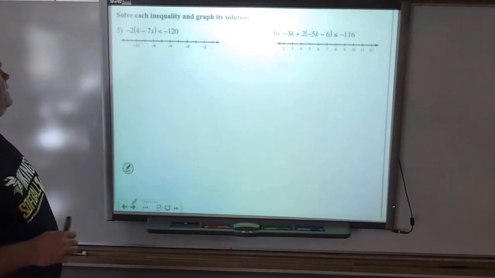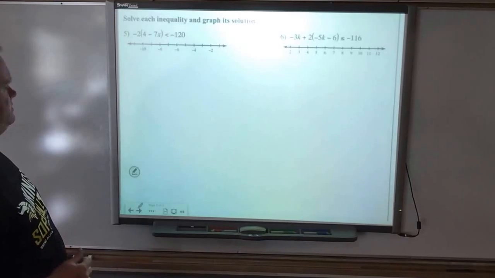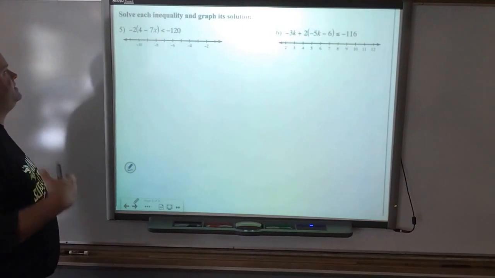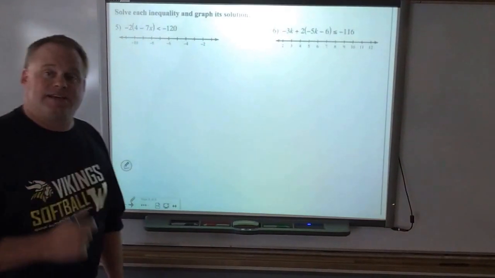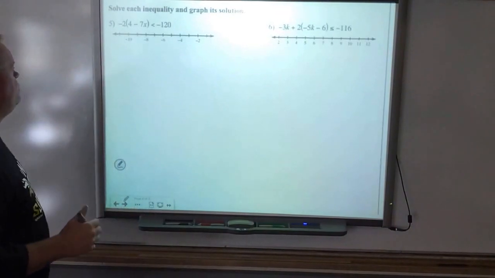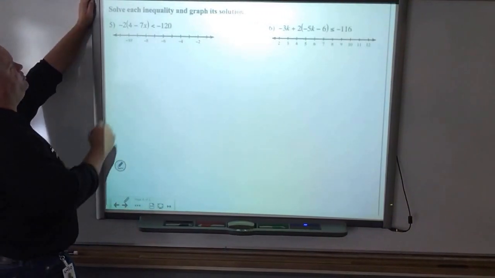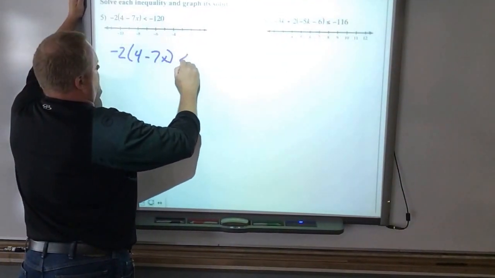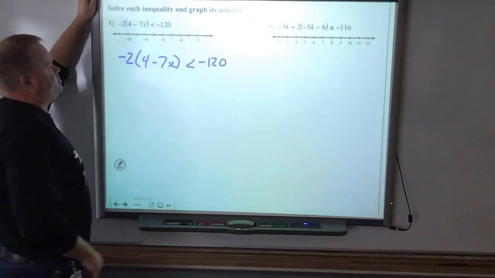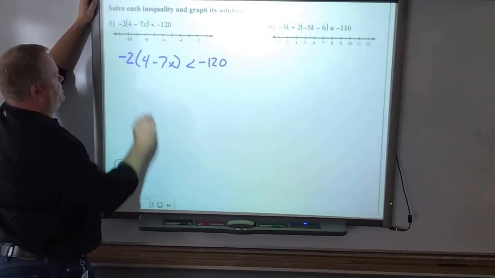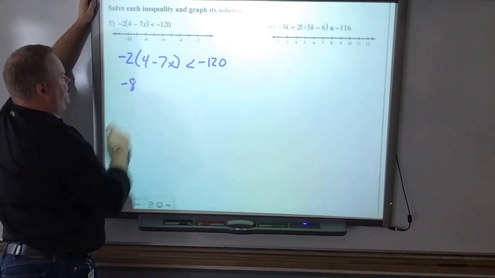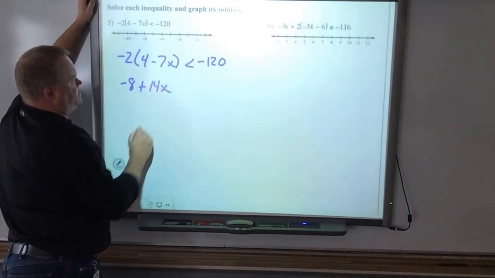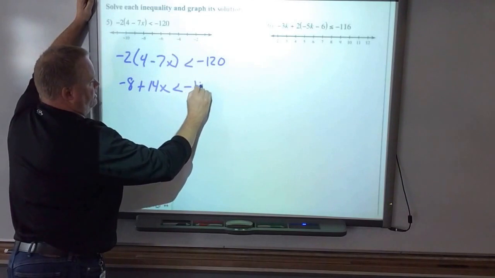The first one is I want to solve each inequality and graph its solution. Alright, so on the first one, I notice that I got a -2 outside the parentheses of 4 minus 7x, and that is less than -120. So I want to go ahead and solve this. Well, I'm going to distribute. First, I'll write it down so you can see. I'm going to distribute the -2. Well, this becomes -2 times 4 is -8. And -2 times -7x is a positive 14x. Well, that is less than -120.